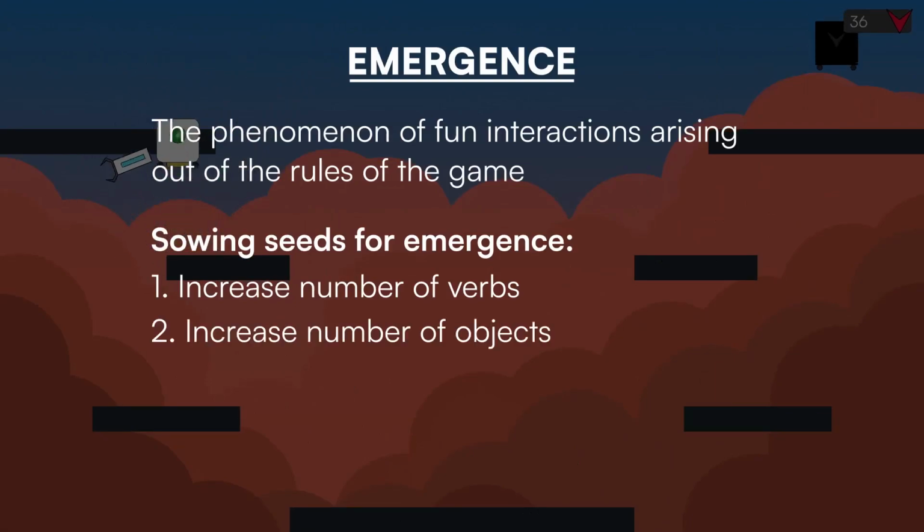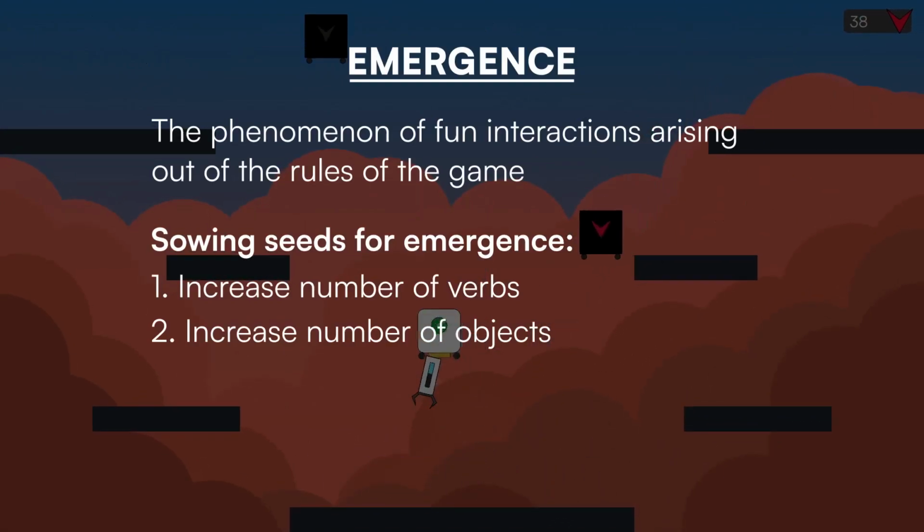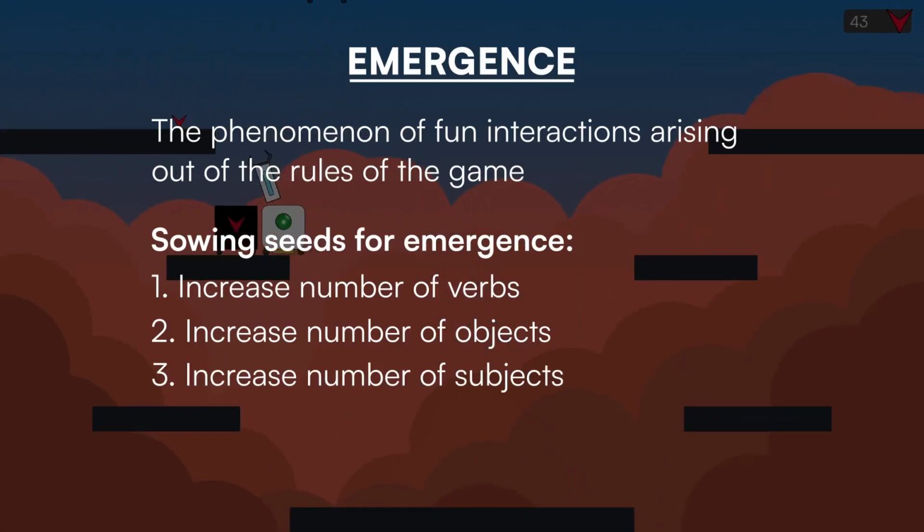Number 2, by increasing the number of objects in a game. That is, having a large number of things that a player can use their verbs upon. A few examples of objects that the verb shoot might be able to work with would be enemy, barrel, chandelier, bird, door, and so on. Hopefully, you are able to see how this can give rise to more interactions in a game, resulting in more emergent interactions.